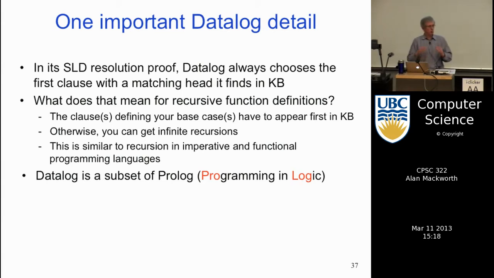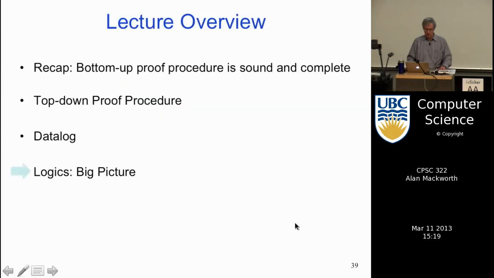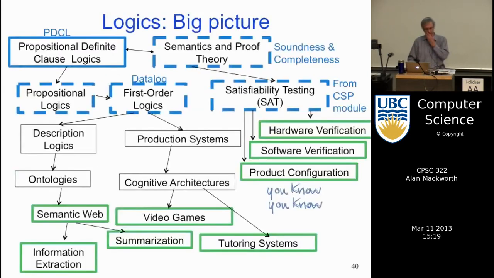You have ordering effects that we've talked about here. We have things like cut. We have negation, which isn't properly handled, and so on. But to some extent, it lives up to that ideal. So, these are your learning goals for logic. You should be able to do all of this stuff. That's straightforward. And then finally, I just wanted to say a little bit more about logic.